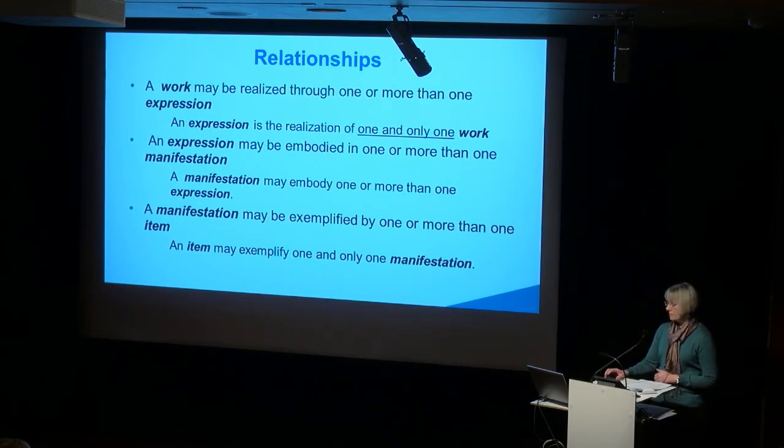Now, relationships. Relationships are very important within FRBR. So a work can be realised through one or more than one expression, and an expression can be embodied in one or more than one manifestation, and a manifestation can be exemplified by one or more than one item. So FRBR is built on relationships between and amongst the entities, and we need to recognise and record those relationships so that the user can navigate around the catalogue and group all the related items.